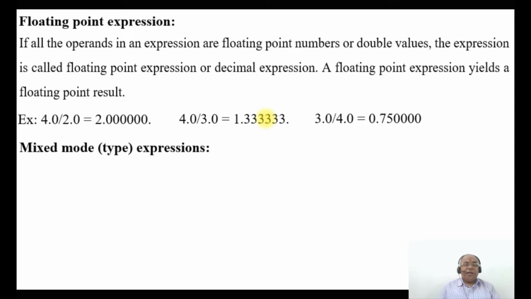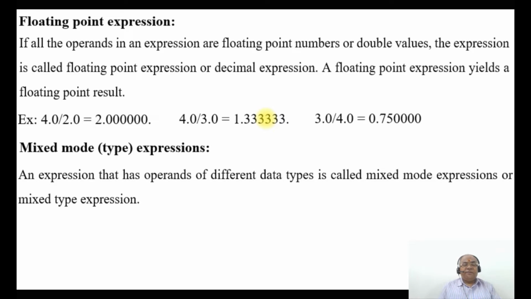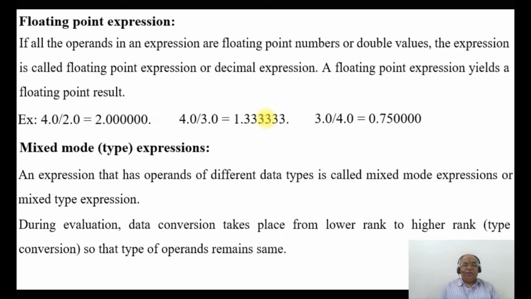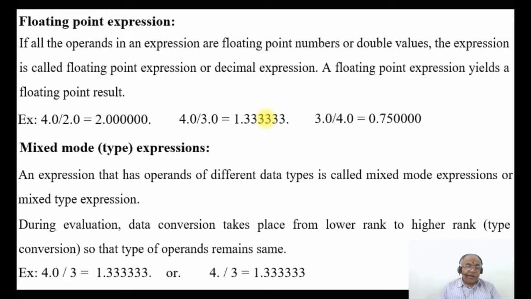So what is the mixed mode type of expression? An expression that has operands of different data types is called a mixed mode expression or mixed type expression. During evaluation, data conversion takes place from the lower rank to the higher rank type so that the type of operands remains the same. For example, if you have 4.0 by 3, what happens? The higher rank is float and the lower rank is integer. The integer value is converted into float, because integer has a lower rank and is converted into the higher rank of float. So 4.0 divided by 3.0 becomes 1.33. Similarly, 4 divided by 3.0 will also give you the same value.